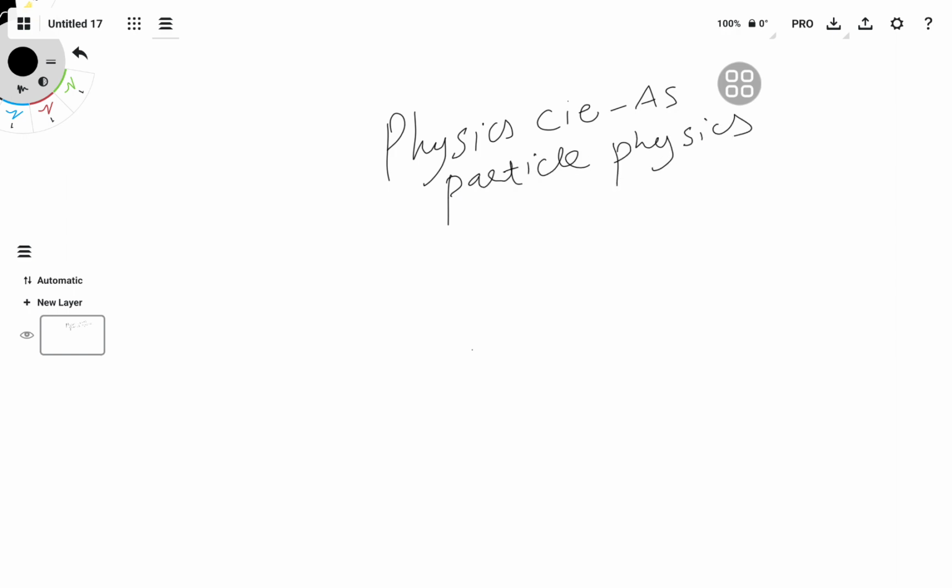Today we will study physics, CIE, particle physics. First, we have Rutherford's experiment.